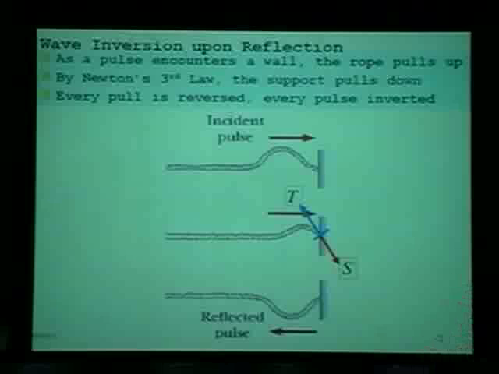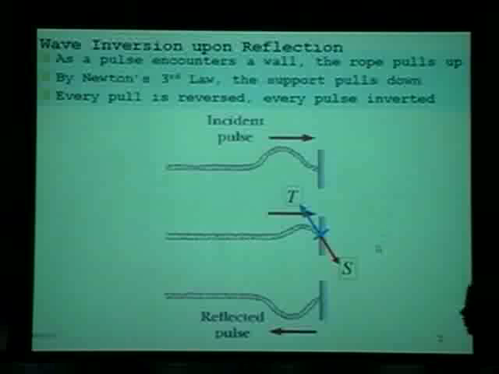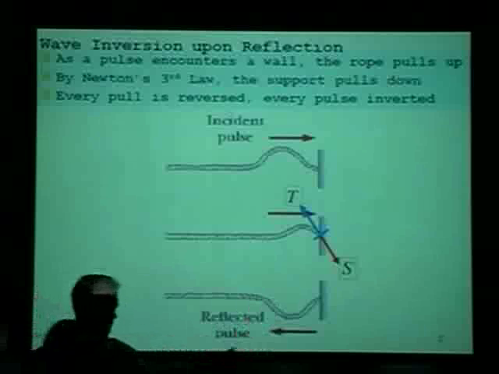The net result is to invert what it is doing. If it was up like this and being pulled the other way, it's going to come out going down, inverted in a reflected pulse. It's going to come out looking exactly inverted to what it came in looking like, because of this reverse force of the rigid support. Net effect is, if I initiate a pulse against a rigid support, the pulse will come in and come out inverted.